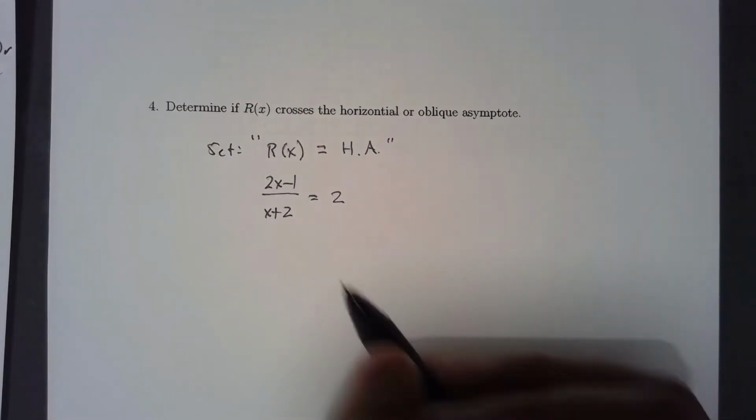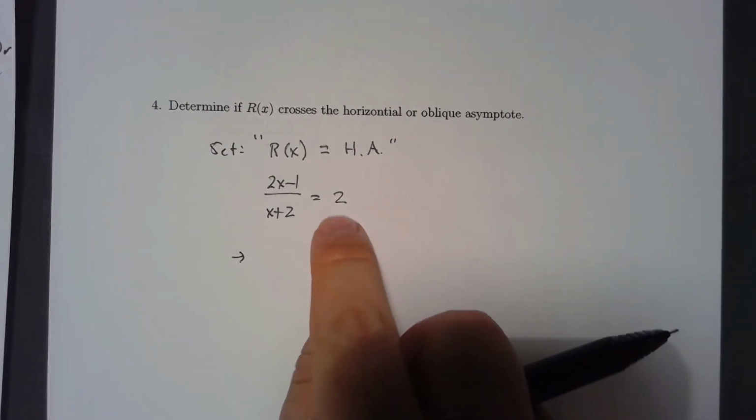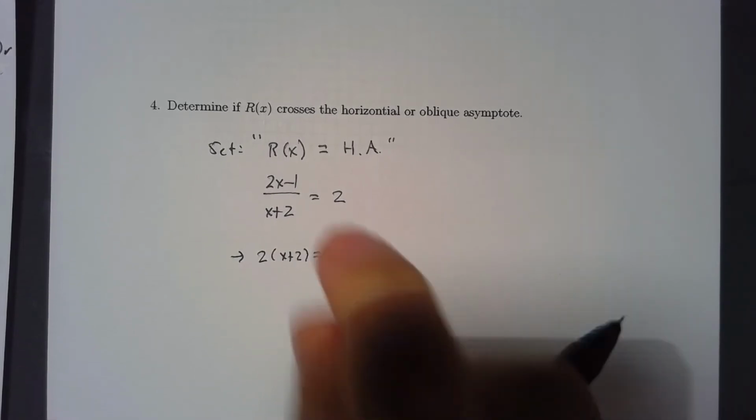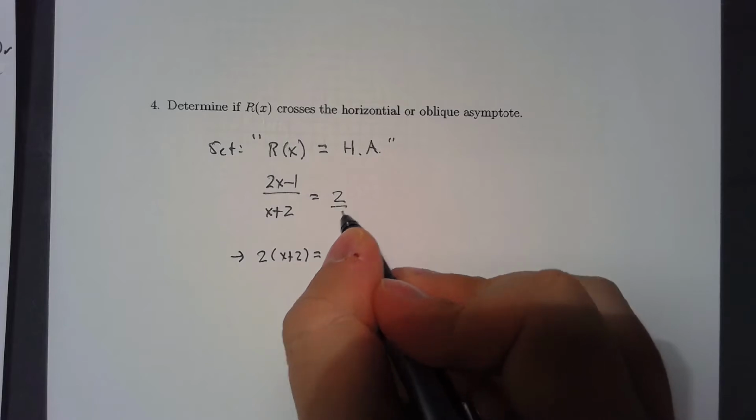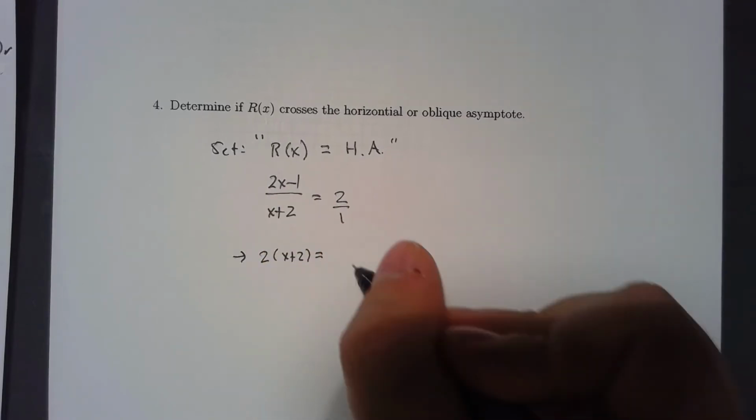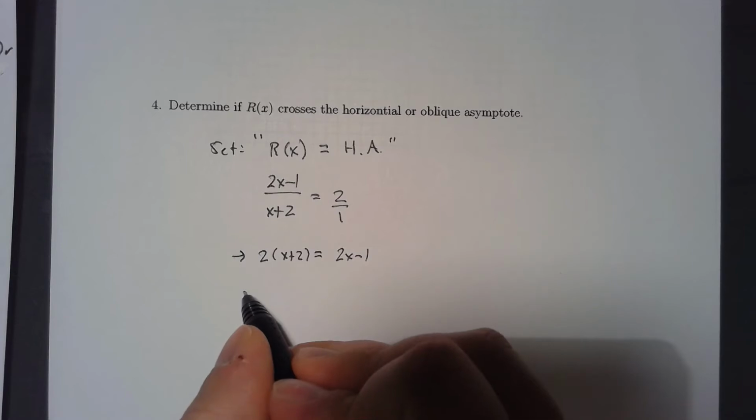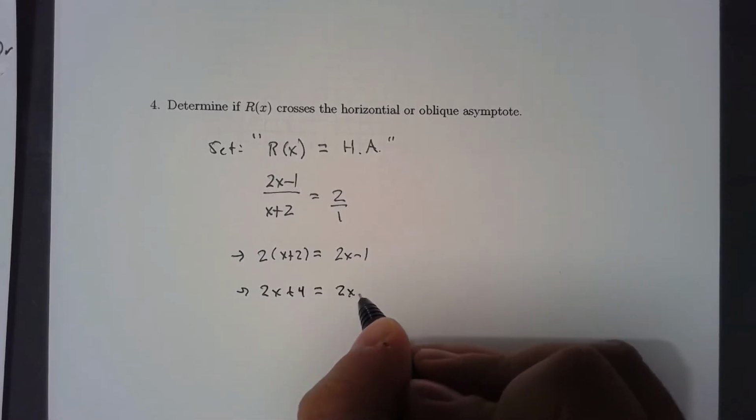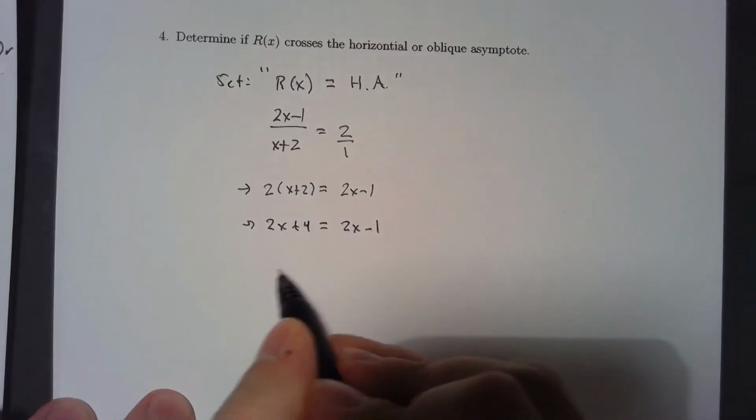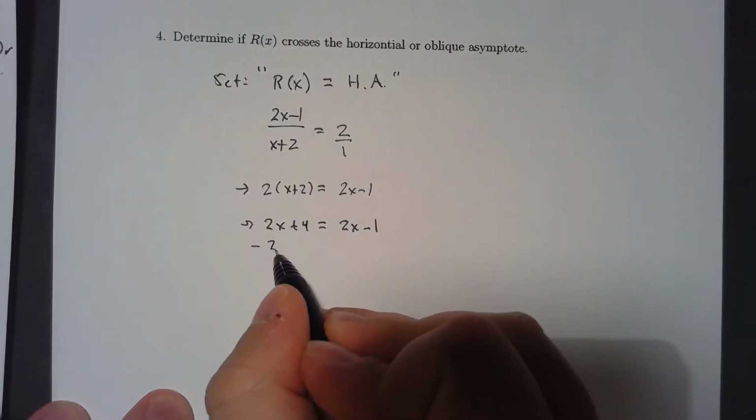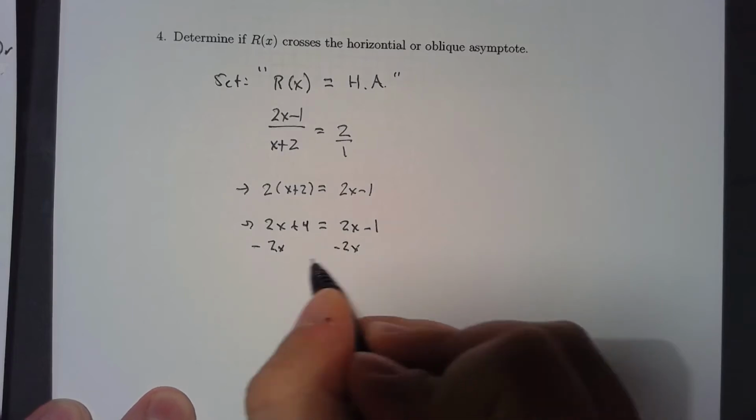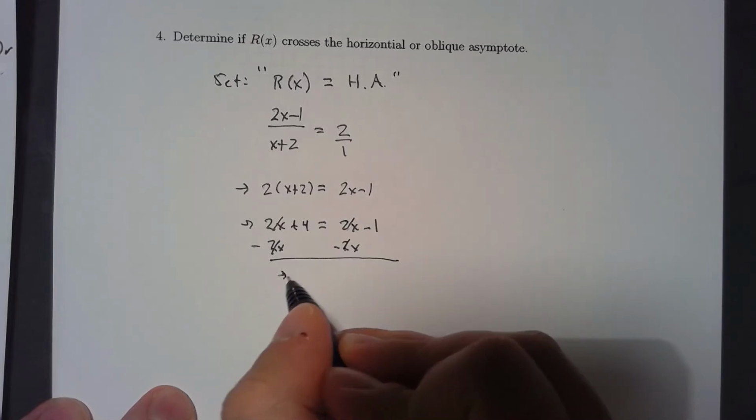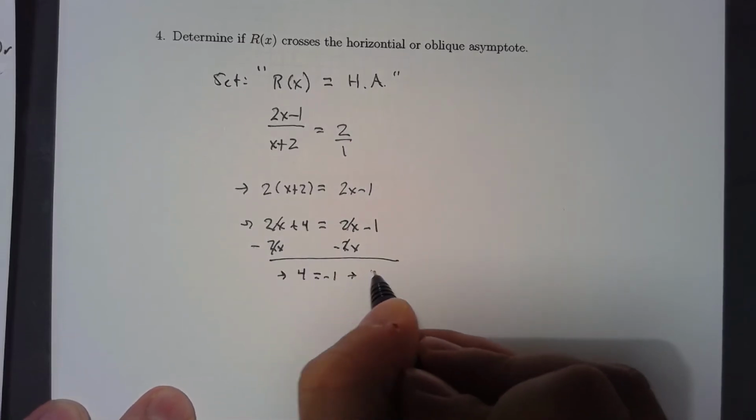Solve that. Cross multiply. So 2 times the quantity x plus 2 equals 2x minus 1, this is over 1, 2x minus 1 times 1, which is just 2x minus 1. Distribute the 2 here, you're going to get 2x plus 4 equals 2x minus 1. If I solve that for x, well, subtract 2x from both sides. Uh-oh, the x's drop out. So you end up getting 4 equals negative 1. Well, that doesn't make any sense.